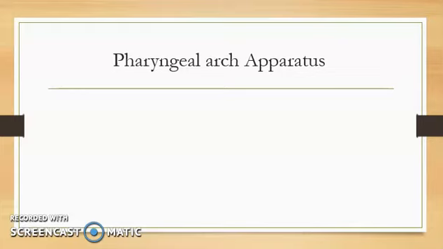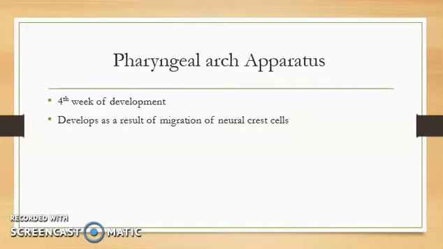These pharyngeal arches start to develop in the fourth week of development, and they develop as a result of migration of neural crest cells from the developing mesencephalon and the rhombencephalon. These arches form a series of bars in the region of the foregut, and these arches contain mesenchyme, and they are lined externally by ectoderm and internally by endoderm.